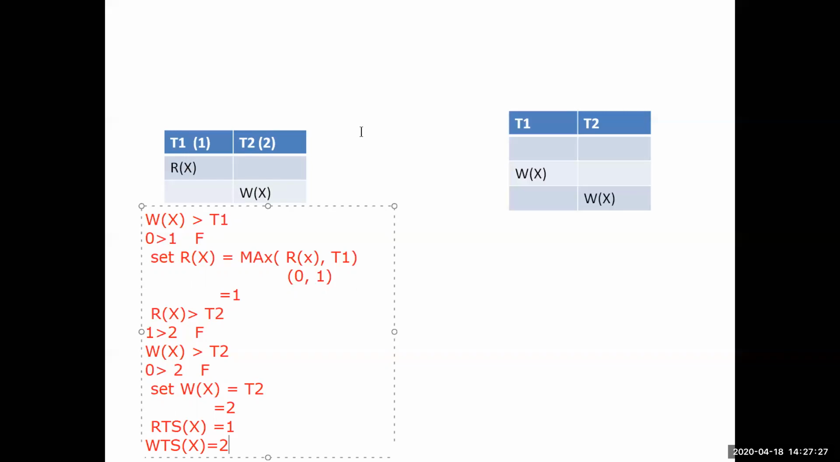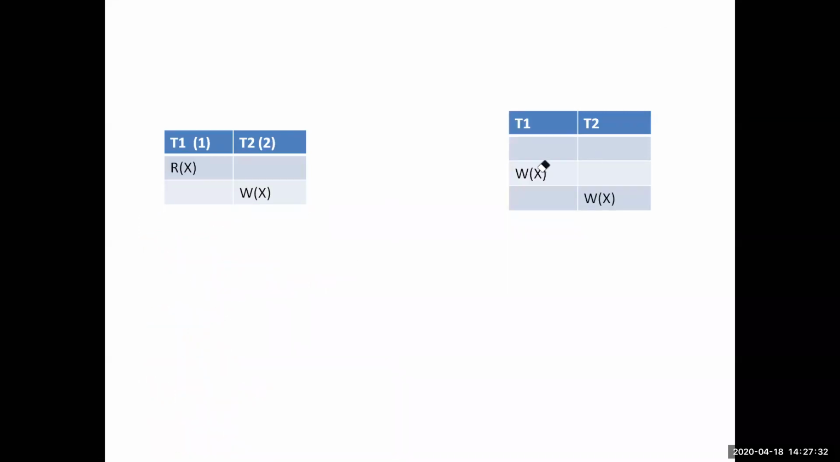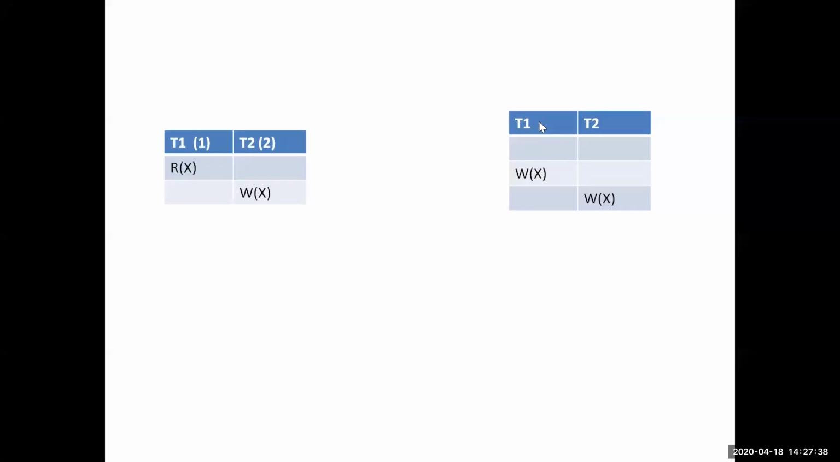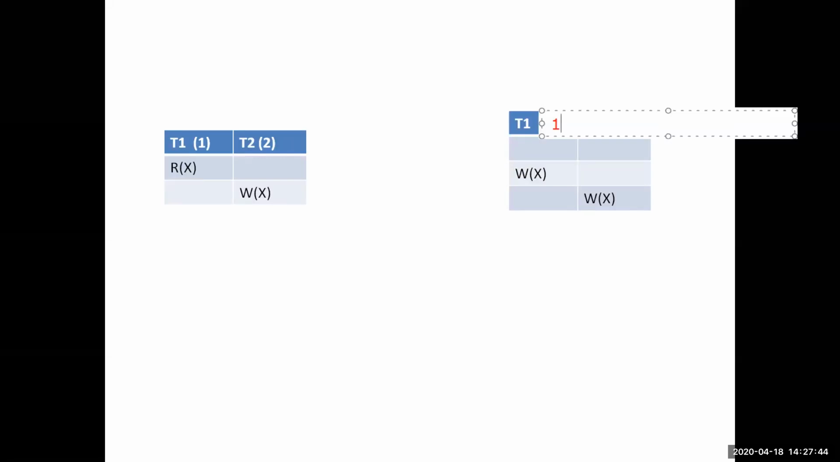We will check the second condition also. Again I am going to consider T1 as 1 second. Suppose T1 started at 1 second, T2 started at 2 seconds.